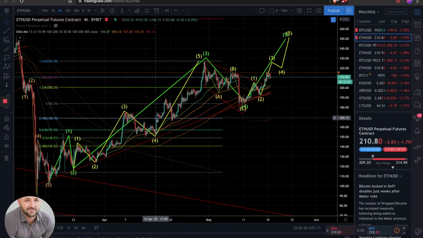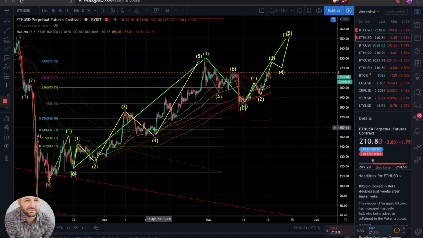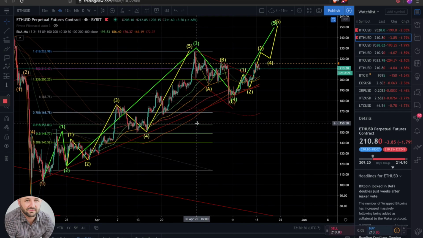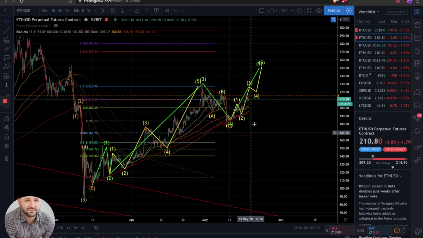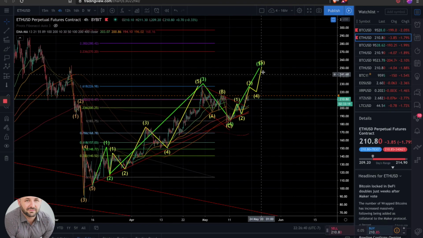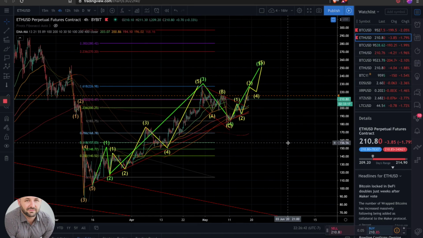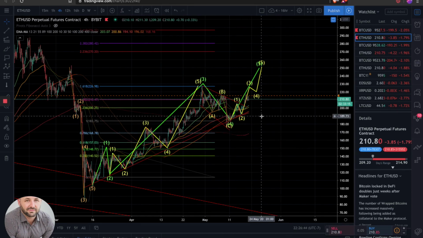But again, just how we kicked off right here, that's three wave. I don't know how else to count it. So that's what's making me lean a little bit more towards the bearish side at the moment, and we would see a little bit more continuation going to the downside.